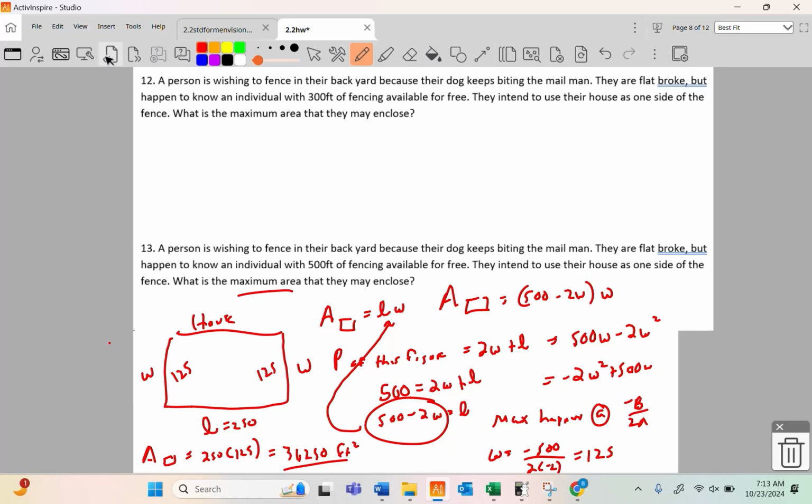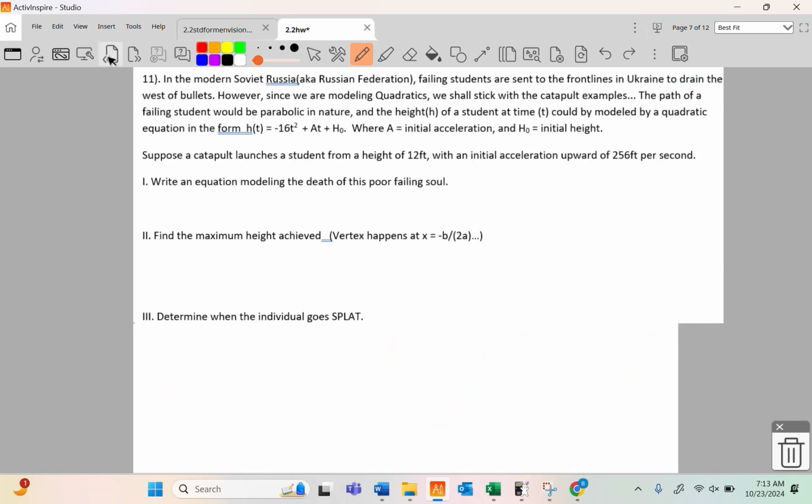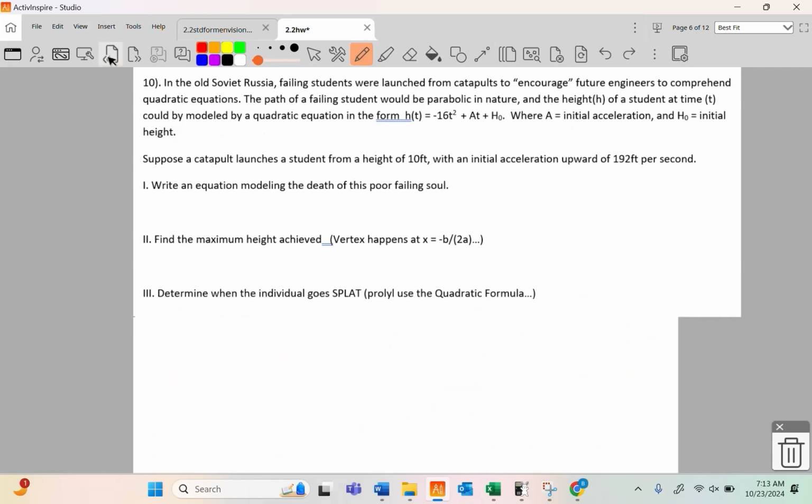All right, I've done all the hard ones so far. Let's see here. Let's do the Soviet Russia. Now, this is not true, I think. Although the Soviets, especially under Stalin, were pretty brutal. In the old Soviet Russia, failing students were launched from catapults to encourage, now they just throw people out of windows, to encourage future engineers to comprehend quadratic equations.